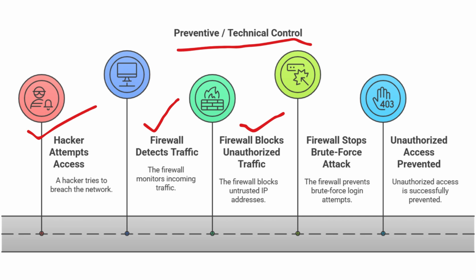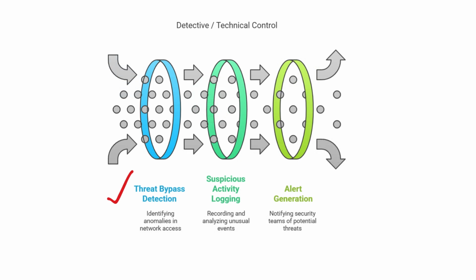Now, let's say the hacker is smart. They find a way to bypass the firewall, maybe by using a stolen set of login credentials. This is where the next layer of security kicks in. Step 2. Detective and technical control, which is about catching the threat in progress. At this point, the hacker has bypassed the firewall and is inside the network. The company now needs a way to detect this unauthorized activity before it gets worse.